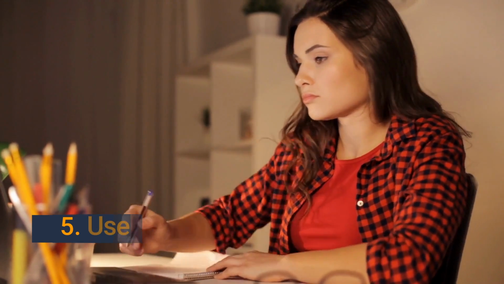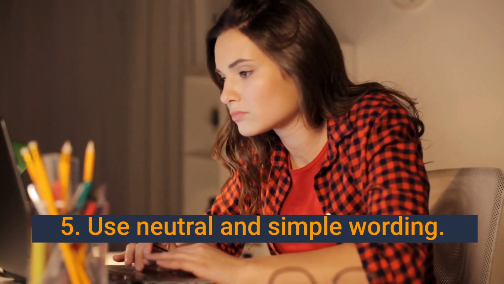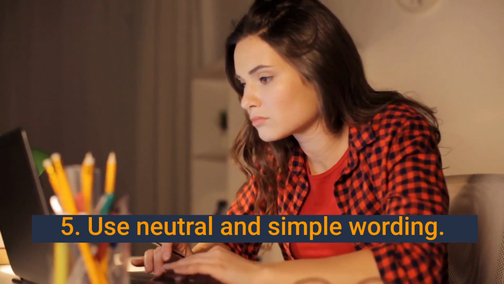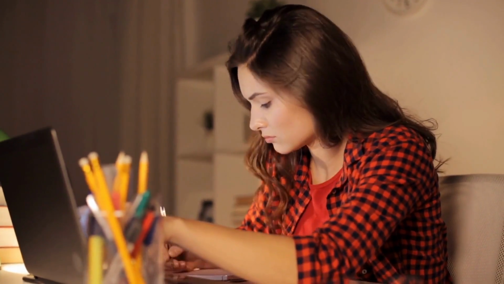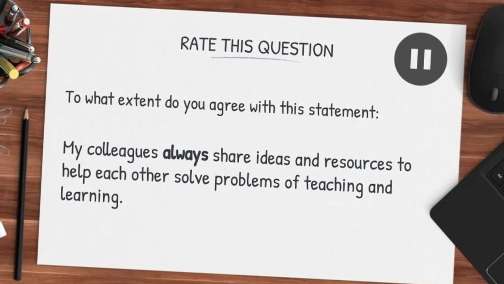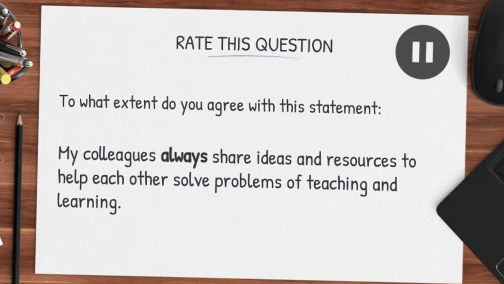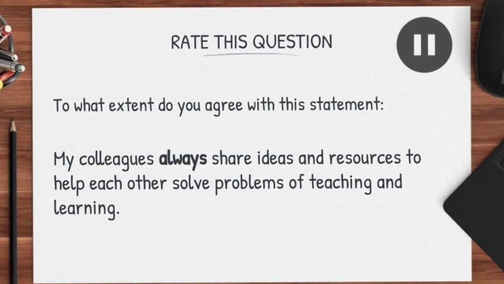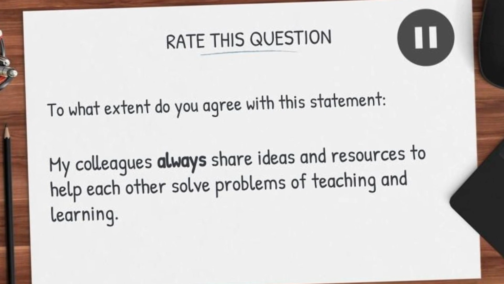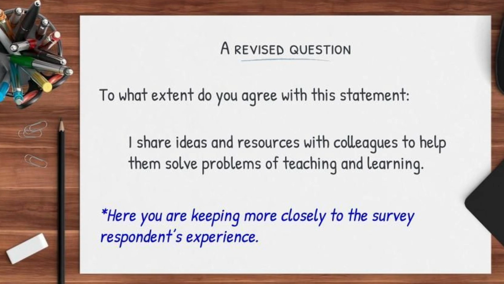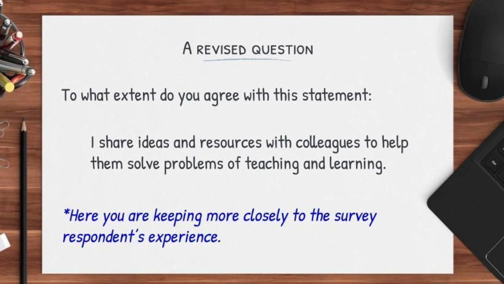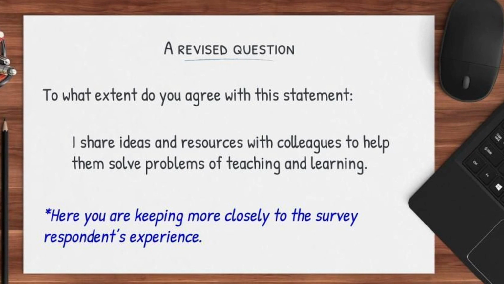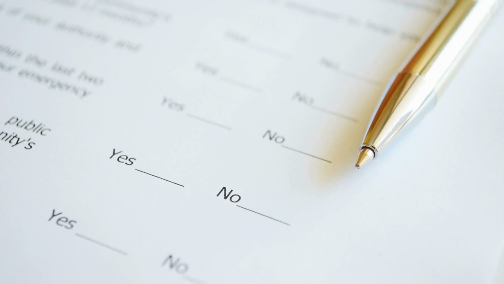Five, use neutral and simple wording. Use simple, clear language so that participants understand what you're asking and your statements are interpreted in the same way by different people. Think about the wording of this question. What feedback might you give to improve how the question is worded? In this revised version of the question, the word always is removed and the wording is from the point of view of the respondent.